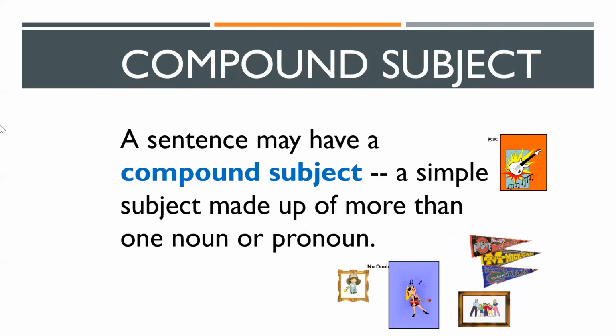The next one is about compound subject. So compound subject means a simple subject made up of more than one noun or pronoun. Or simply we can say that compound subject means that a sentence consists of several subjects.